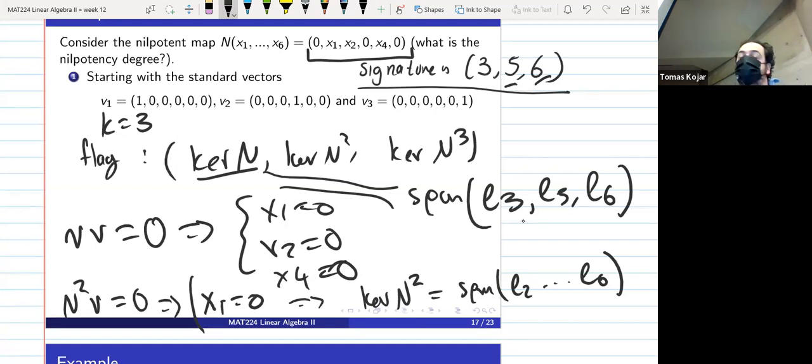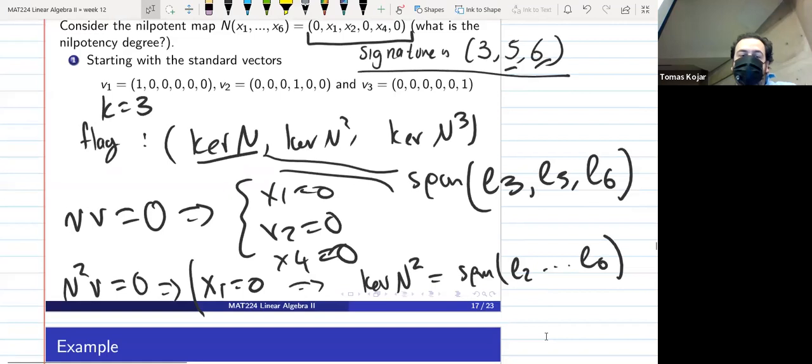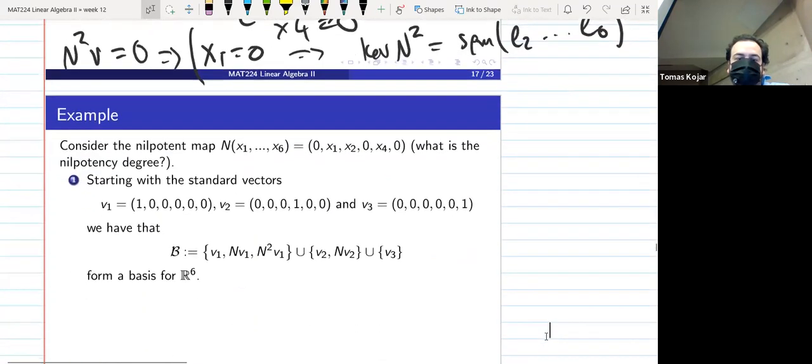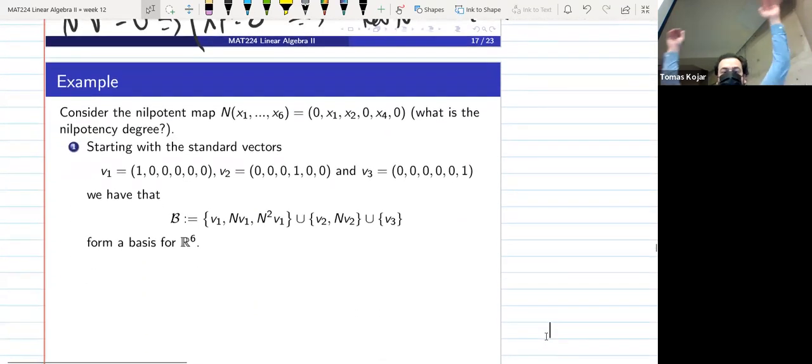Okay, so be able to find the signature. All right. Now, what's next? Let's see.